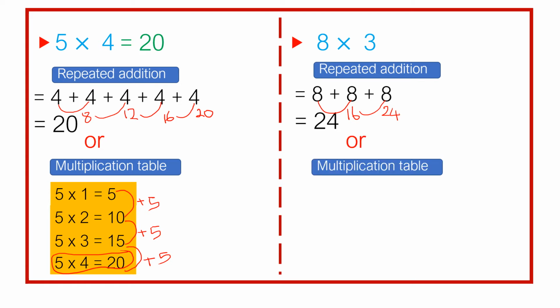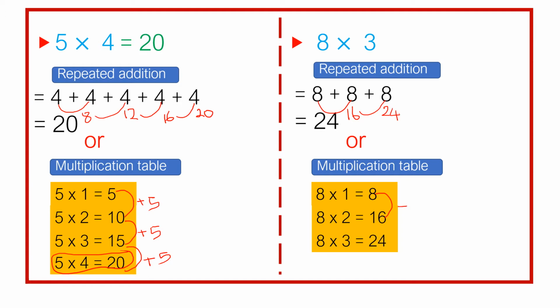Let us try using the multiplication table. We have 8 times 1, which is 8, 8 times 2, which is 16, and 8 times 3, which is 24. You see that from 8 to 16, we have plus 8. 16 to 24, we also have plus 8. So it is 8 plus 8 plus 8, which takes you back to repeated addition. So 8 times 3 equals 24.